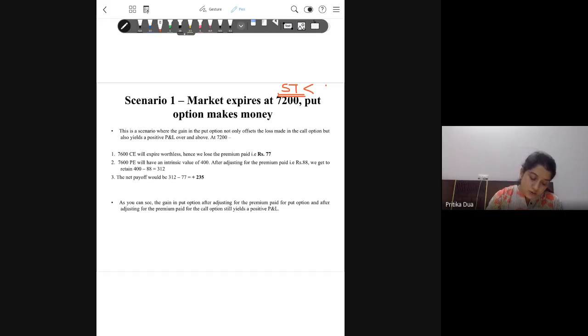तो अब आपका जो नेट प्रॉफिट होगा वो होगा 400 का प्रॉफिट minus 165 rupees paid as the premium for this long straddle, and you are making a profit of 235 rupees from this contract.